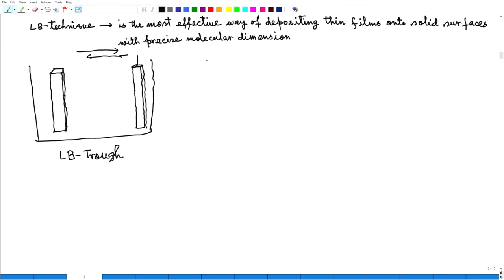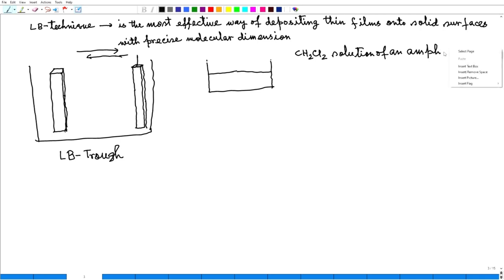Now, suppose this is very, very pure water, double distilled, deionized water, a large volume of water. And now what you do, we put a methylene chloride solution of an amphiphile, concentrated. How much concentration is empirically determined.